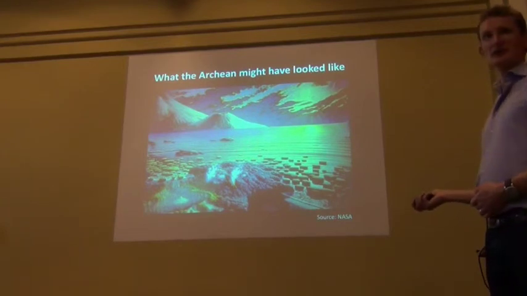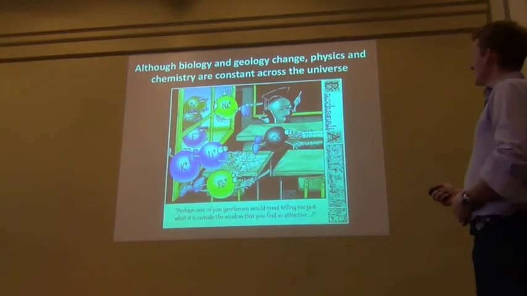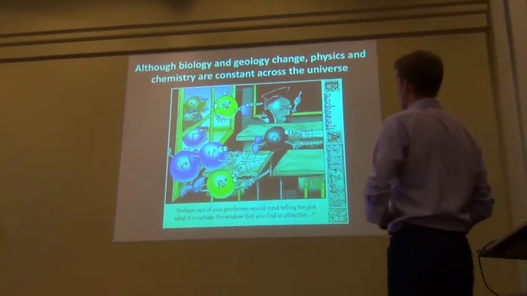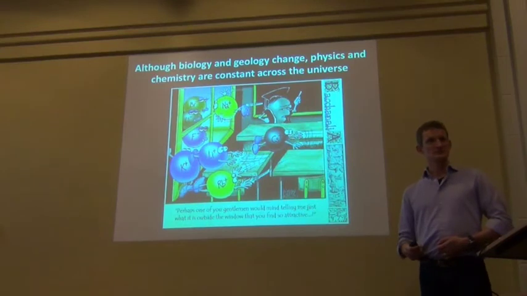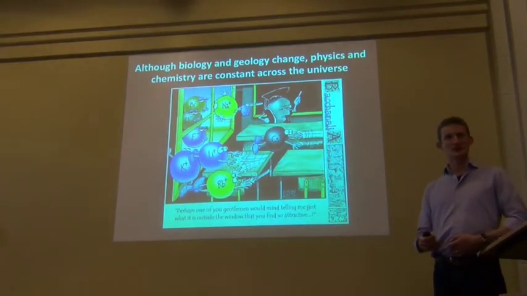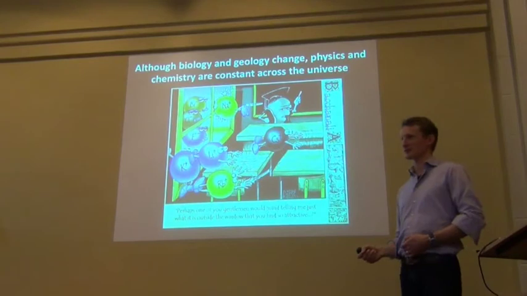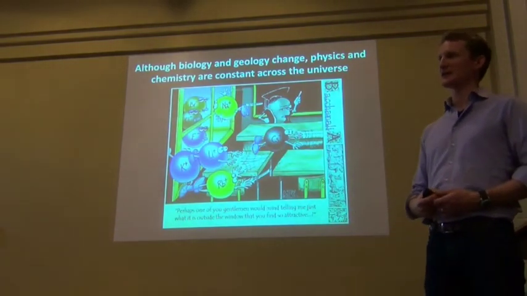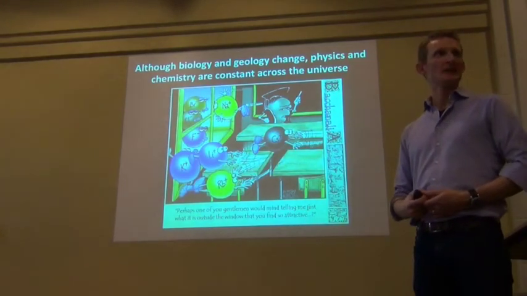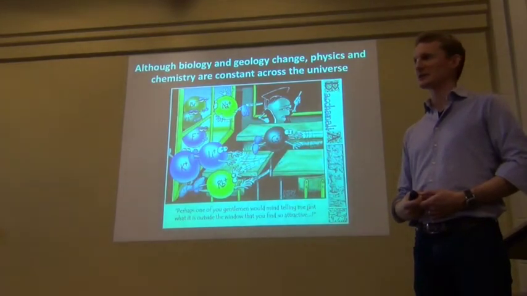So you might wonder how useful it is to do all of this. Well, biology and geology clearly change through time, but physics and chemistry don't. Everything you learn about physics and chemistry is the same wherever you are in the universe. If you're on Mars, you have the same chemistry and physics as if you're on Earth. So if we understand the chemistry and the physics about how life appeared, it should be exactly the same as a distant planet around a star which is billions of light years away from here.